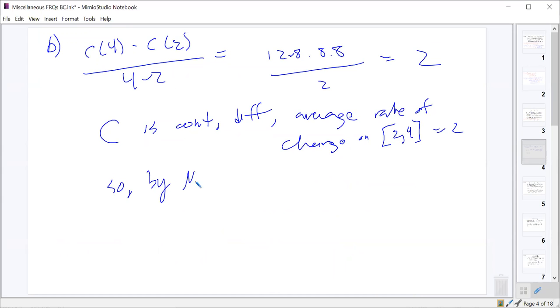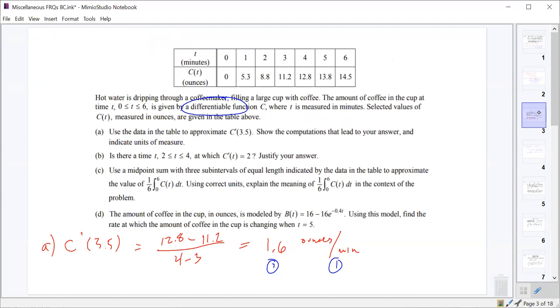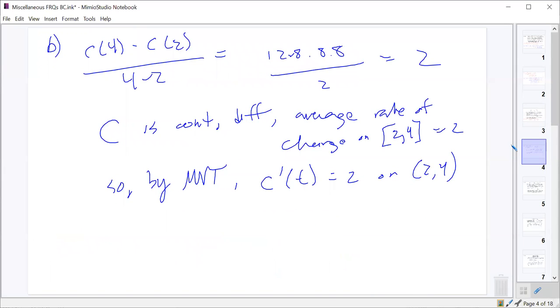So by the mean value theorem, C prime of t equals 2 on the interval 2 to 4. And that'd be good enough. It didn't ask us to find what time it equals that, it just said, is there a time? And that would be worth 2 points: 1 for setting up this slope, and 1 for your conclusion using the mean value theorem. You had to specifically state mean value theorem.